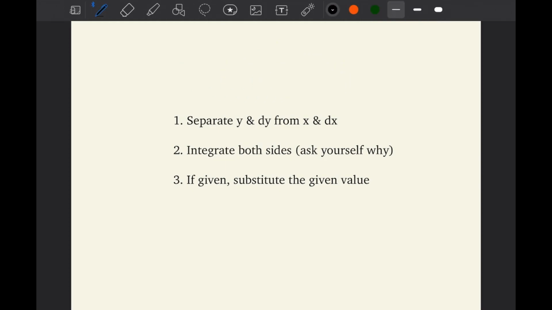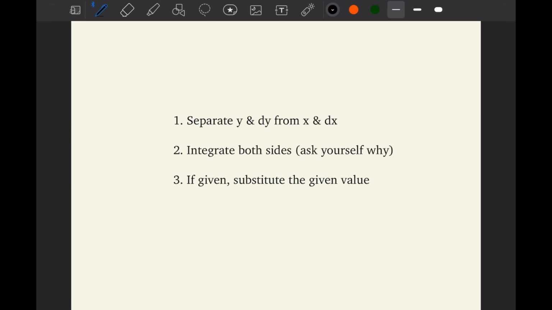So, the first step is to separate the y's and dy's from the x's and dx's. On one side you're going to have y and dy, and on the other side you're going to have x and dx. This is just going to make it so much simpler, because you can kind of see what this is hinting at, right? You need them separately in order for this to work. And then you would integrate both sides.